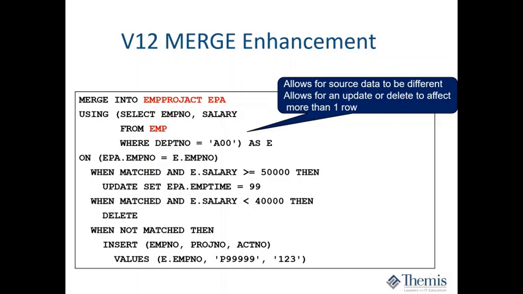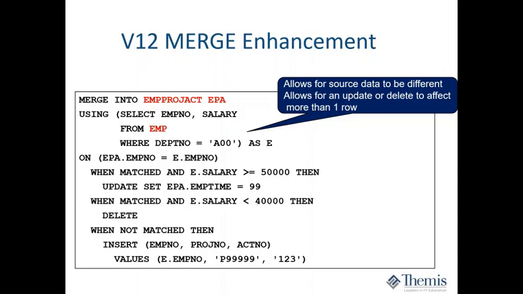And when I do an insert here, I can use values from the source subquery. So this whole thing up here is called E, right? E.empno is coming from there, and I can also hard code things if I would like. Right. Again, lots of flexibility in the merge.